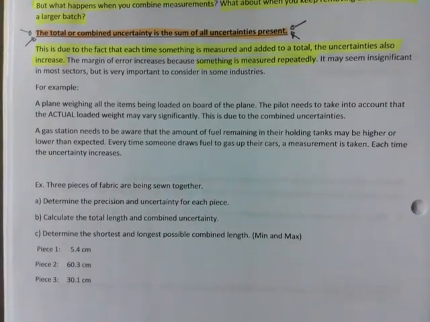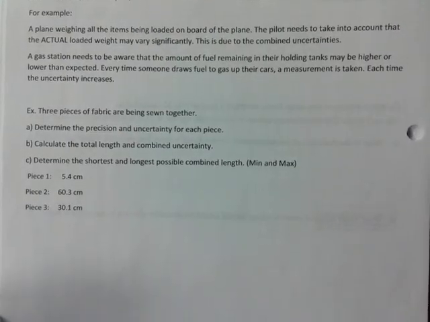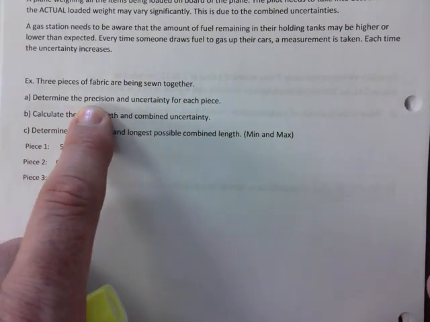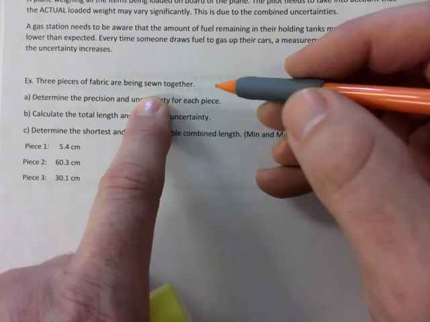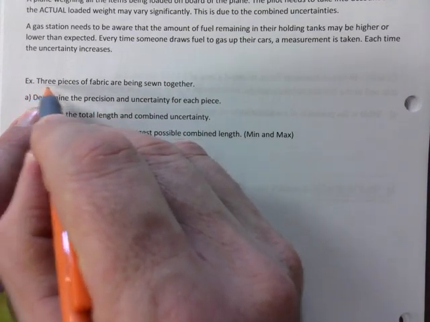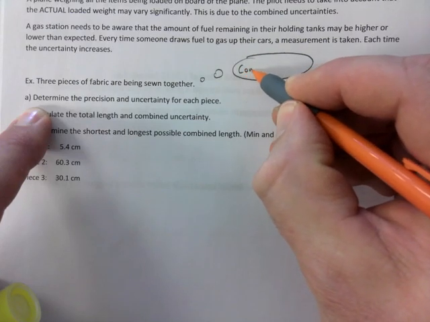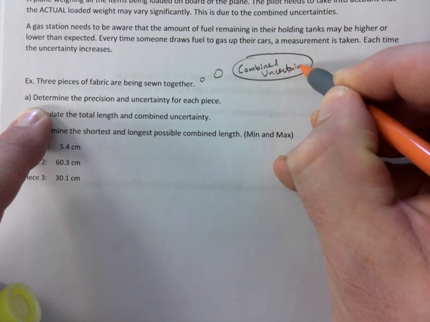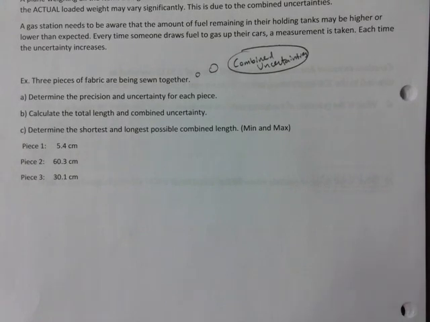Let's just go straight into our example here. 3 pieces of fabric are being sewn together. Determine the precision and the uncertainty for each piece. By the way, 3 pieces sewn together, you should be thinking combined uncertainties. You should be thinking that, oh, okay, I'm combining a bunch of pieces together. It should already ring a bell, okay?